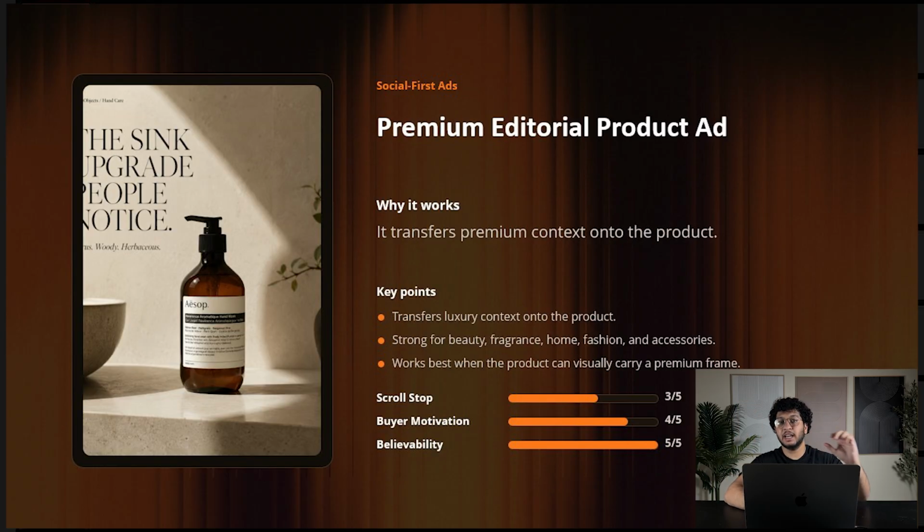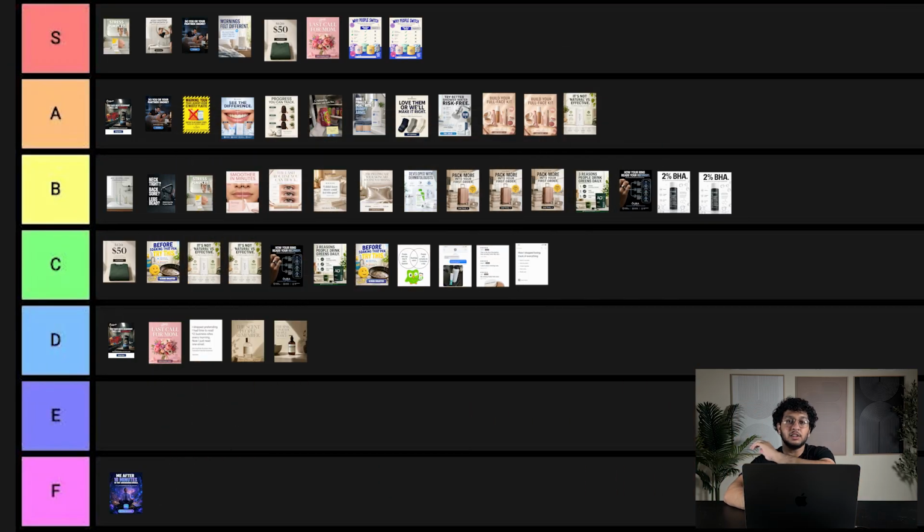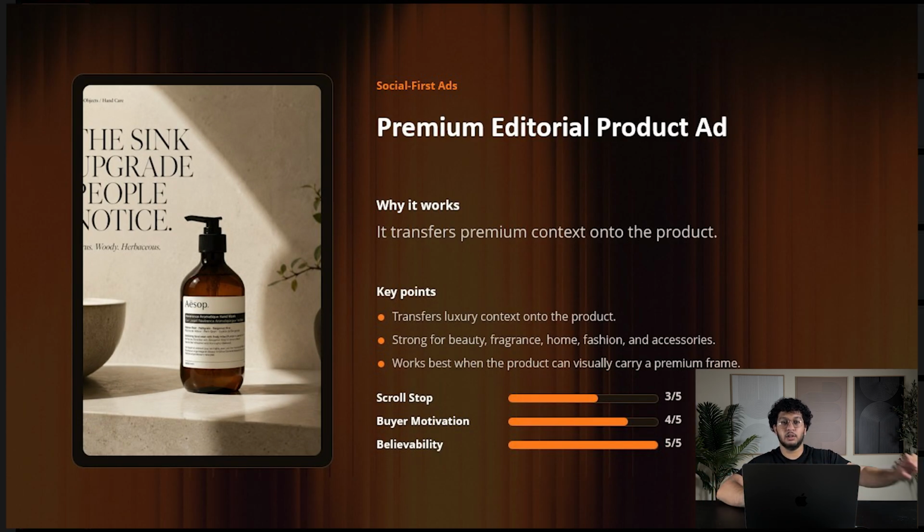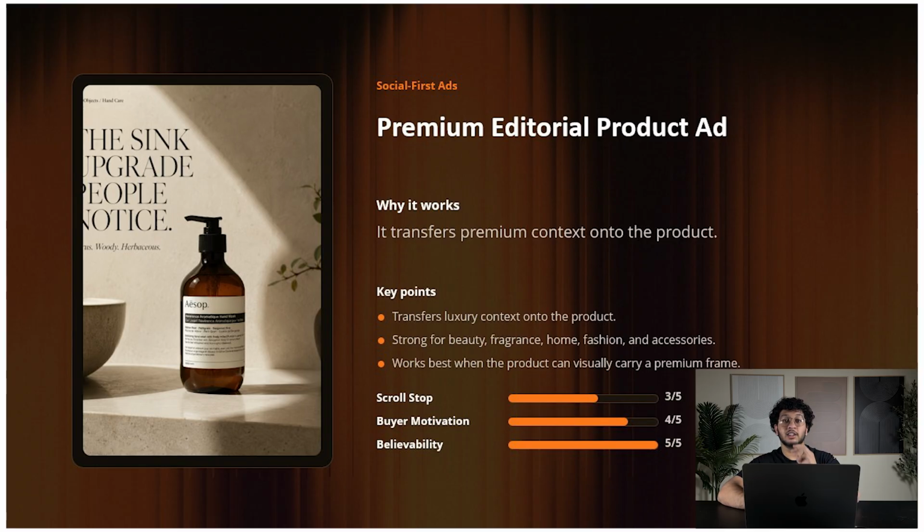Next is the premium editorial product ad. This is also D tier. It transfers luxury context into the product. That's useful. But again, the scroll stop and buyer motivation are often too soft. The product looks expensive, but the viewer may not have a strong reason to click. So it's good for brand feel, but weaker for performance.